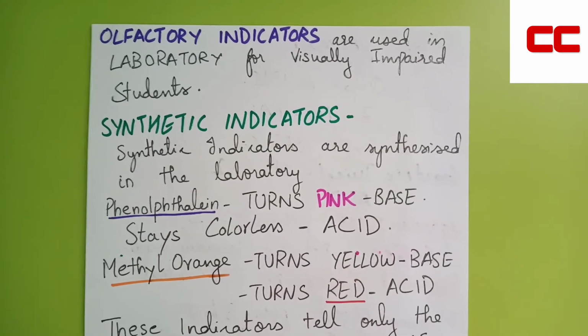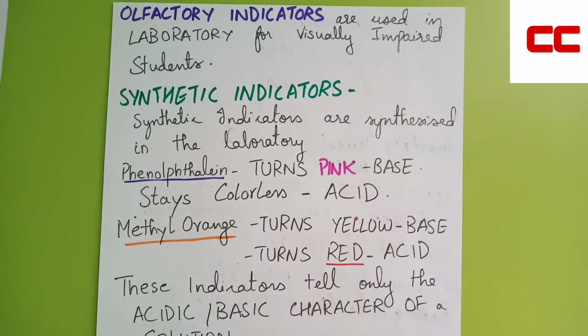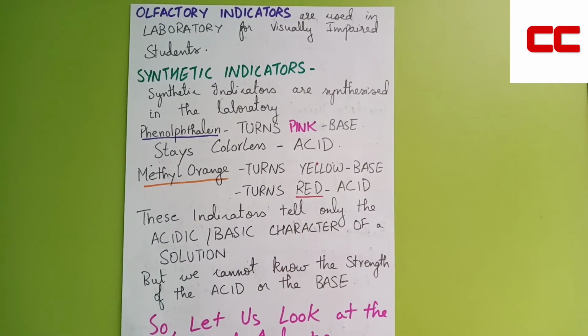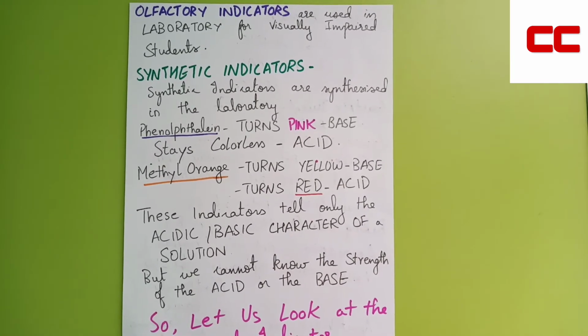And olfactory indicators are used in the laboratory for visually impaired students. I have written here visually impaired students. That means those who cannot see properly, who do not have clear vision. For them these kinds of olfactory indicators are used.